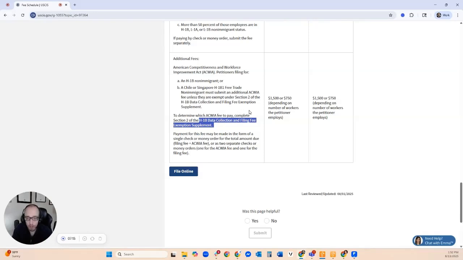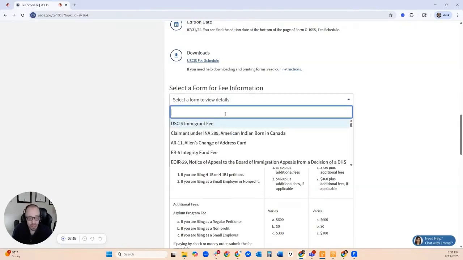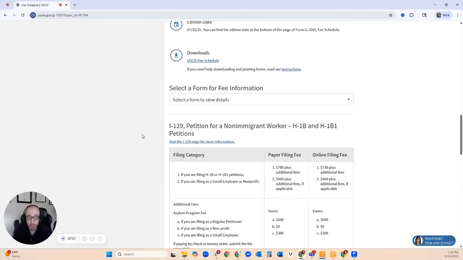Off the top of my head, it's hard to say exactly whether you're subject to this one or actually zero. For example, if it's a university or a nonprofit, then they usually don't have to pay the ACWIA fee. But if it's a for-profit company, then they usually have to pay the 1,500 or maybe the 750 if it's a smaller company. But you have to check that supplement to make sure. This is how you look at the different fees. I'm not going to go through all of them here, but I hope it was helpful for you to figure out how to even read these charts and try to figure out what the company has to pay.